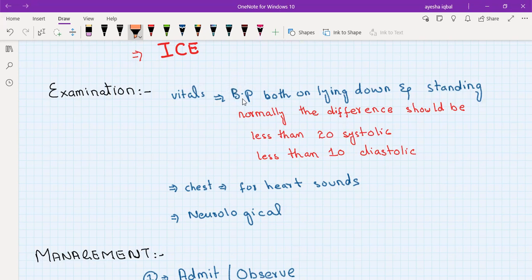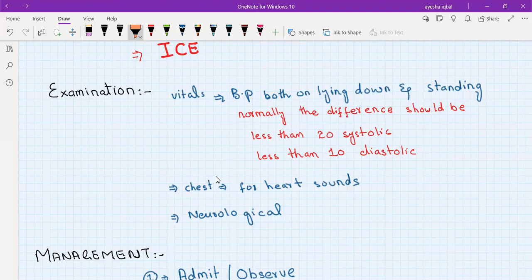Blood pressure here, in cases of fall, you will check blood pressure both on lying down and in standing. Okay, both on lying down and in standing. So normally the difference in the lying and standing blood pressure should be less than 20 millimeter of mercury systolic and less than 10 millimeter of mercury diastolic. Okay, if it is more than that, then it means that this patient has postural hypotension. Okay, so BP on lying down and on standing.